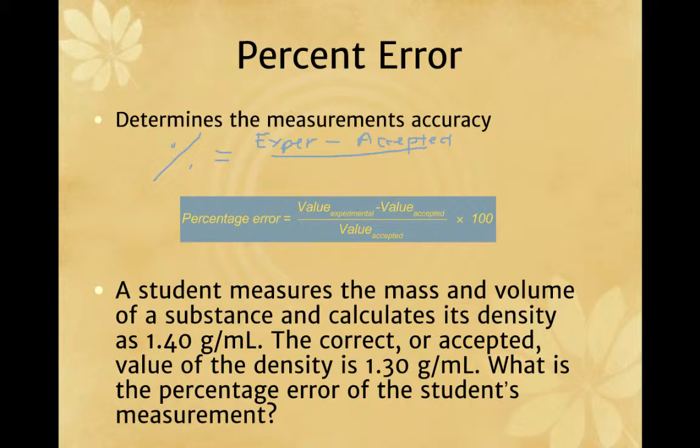So the experimental is what you actually would measure in lab, the numbers that you get in lab. Accepted is what you would look up, an accepted value. And then you divide it by the accepted because you're trying to see how close you are to the accepted. Multiply by 100 to get your percentage, and that would give you your percent error. Now in labs, you really want to look for a percent error under 10%. That would give you a good reading. You're pretty accurate that way.